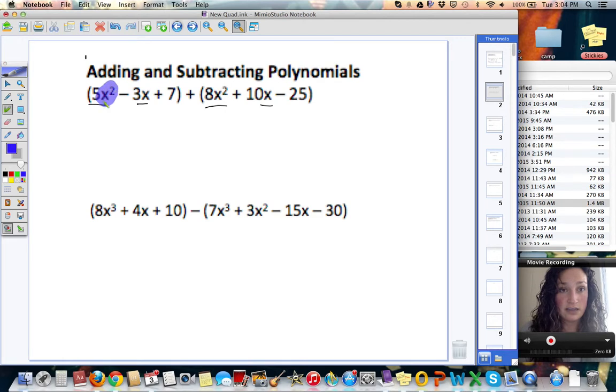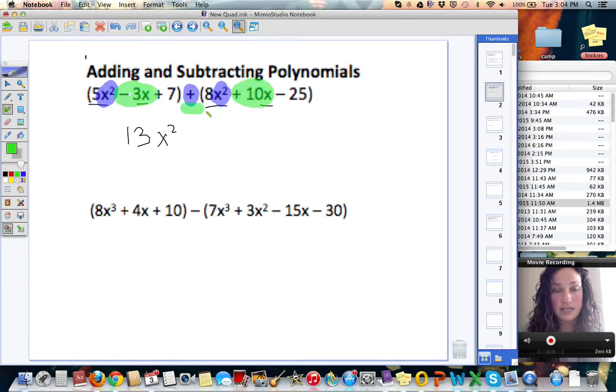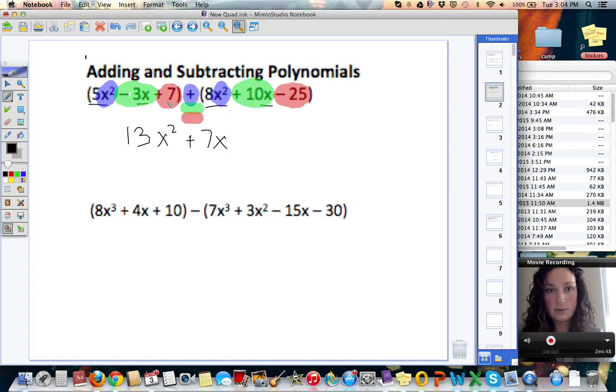It's telling me to take this x squared and add it with this x squared. So 5 plus this 8 would give me 13, and I still have x squared. Then I can go to my next term, which is negative 3x plus positive 10x. Negative 3 plus a positive 10 is a positive 7x. And then do that same thing for the last one. 7 plus negative 25 would be a negative 18.